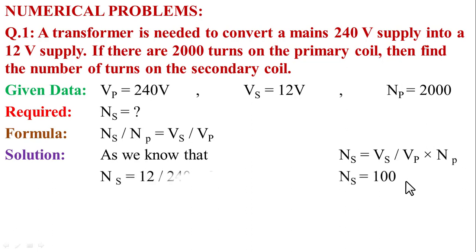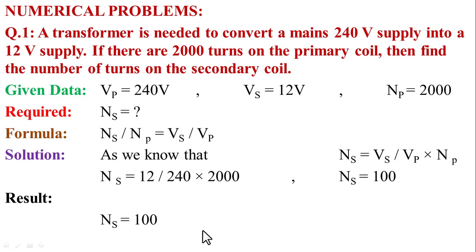Now we can find the answer by putting the values. Ns is equal to 12 divided by 240 multiplied by 2000. Here 12 divided by 240 is equal to 1 over 20. So 2000 divided by 20 will be equal to 100. So the final answer is 100 turns on the secondary coil. So the result: number of turns on secondary coil Ns is equal to 100.